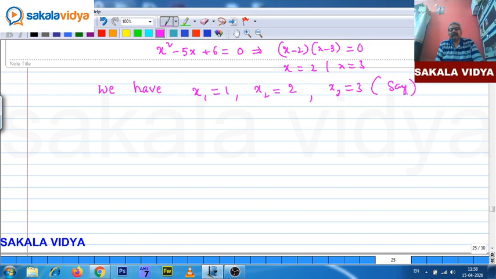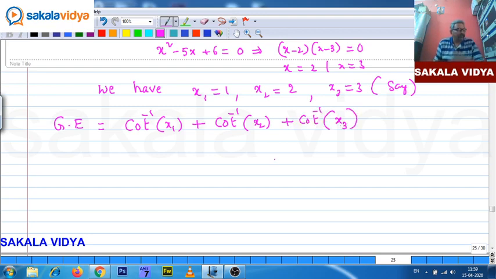Now the given expression, we need to find out cot inverse x1 plus cot inverse x2 plus cot inverse x3. So now cot inverse 1 plus cot inverse 2 plus cot inverse 3.